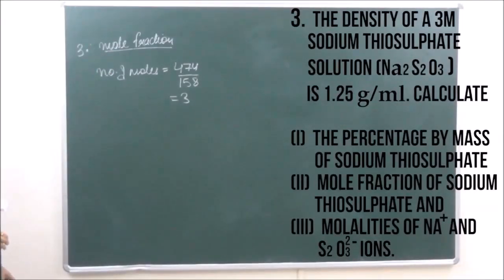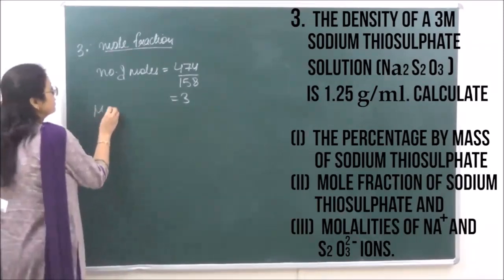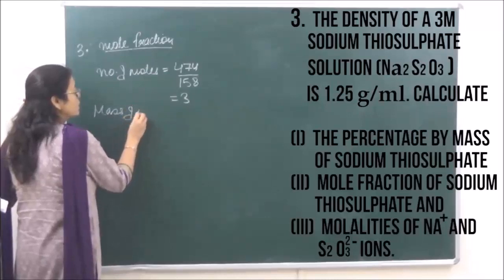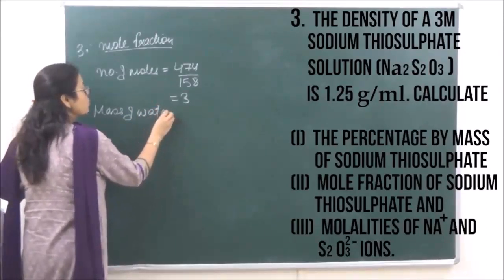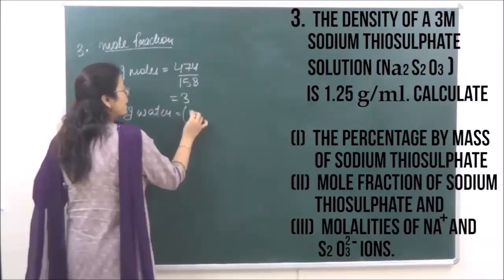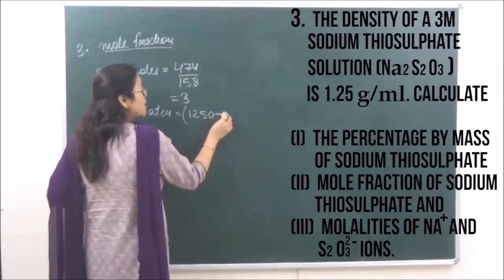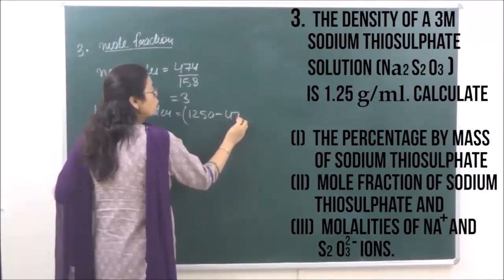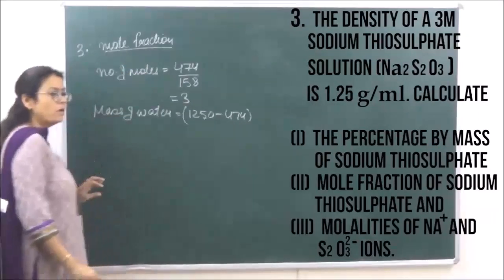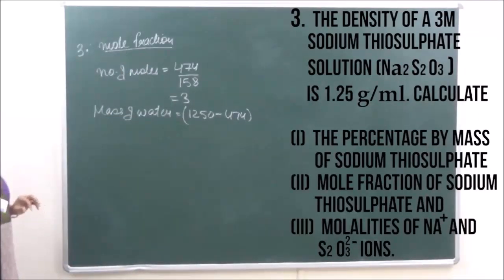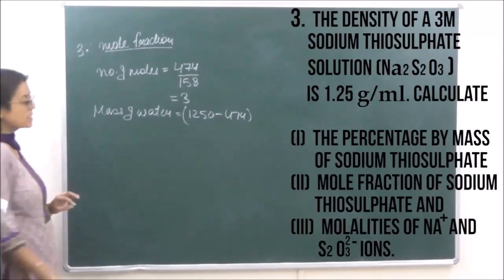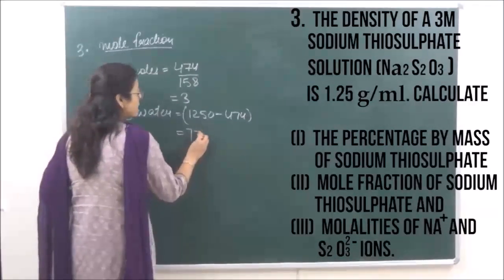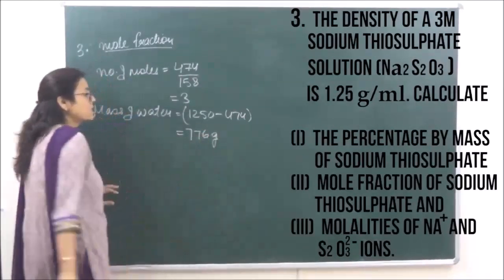Then what is going to be the mass of water over here? The total mass of the solution is 1250 minus the mass of the solute, which is 474. That will be the mass of water. So when we calculate this, it is coming to 776 grams.